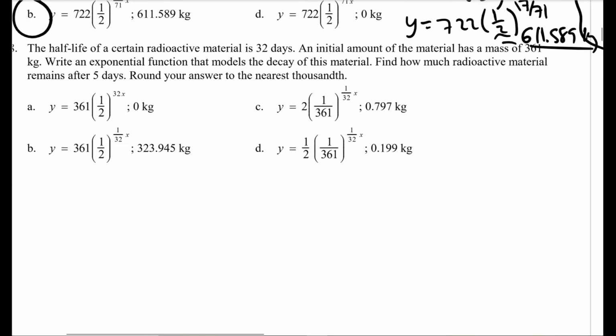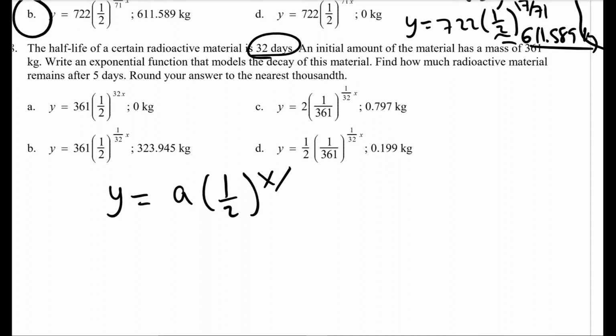All right, another half-life problem. So we know that we're going to be using the model, 1/2 to the x divided by some kind of half-life. So the half-life is 32 days, so that's my half-life there. So x divided by 32. An initial amount of the material has a mass of 361 kilos. So now my initial is A, 361 kilos. So there's my half-life model. And then find out how much radioactive material after 5 days.